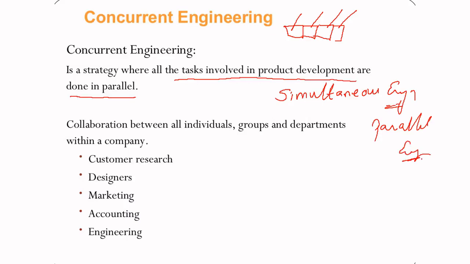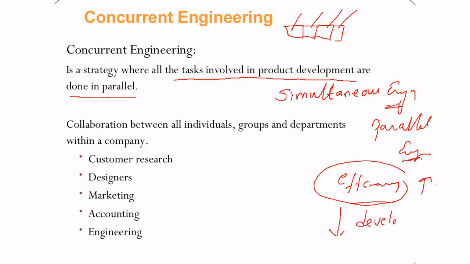So basically this particular approach has been adopted to improve the efficiency of the product design, especially the time efficiency is significantly improved, right? So time efficiency improves, and what is the outcome of that? We basically reduce the development cycle or else product development cycle. That is the biggest advantage of this particular concurrent engineering.